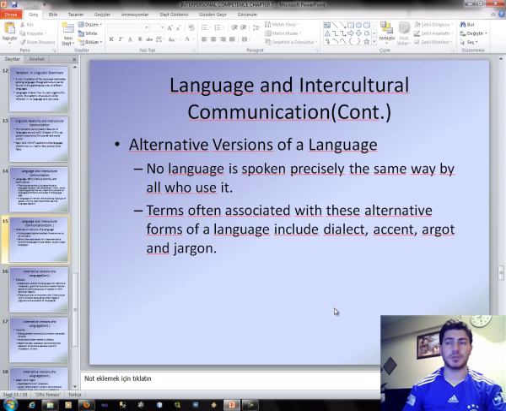Language and intercultural communication. Let's continue. Alternative versions of language. No language is spoken precisely the same way by all who use it. Terms often associated with these alternative forms of the language include dialect, accent, argot, and jargon.